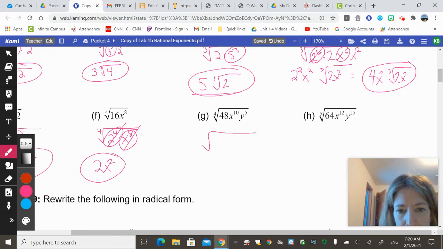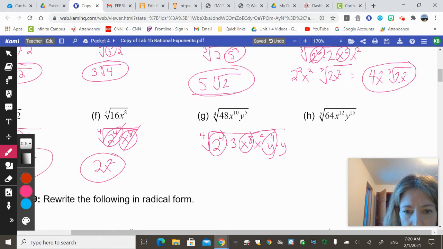All right, 4th root. So 48 is 16 times 3, so I write it as 2 to the 4th times 3. I want my exponents to be multiples of 4, so it's x to the 8 times x squared, and y to the 5th, y to the 4th times y. So I'm going to take these out, and I end up with 2x squared y with the 4th root of 3x squared y remaining.